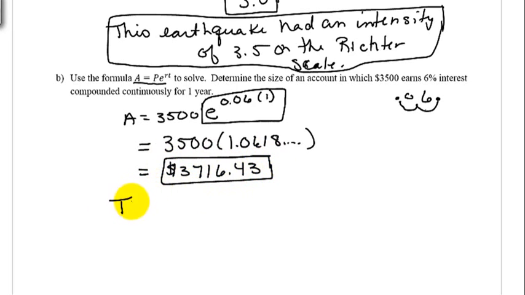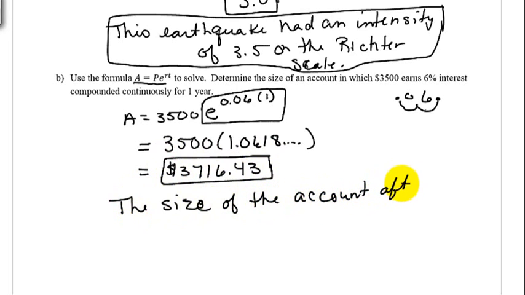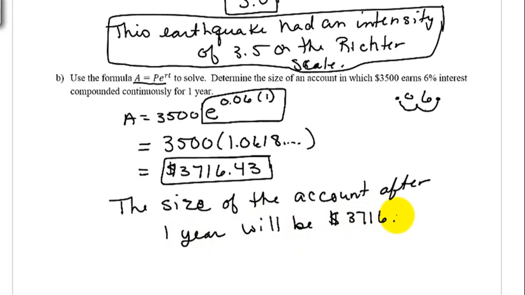Okay, so the size of the account after 1 year will be $3,700.43.